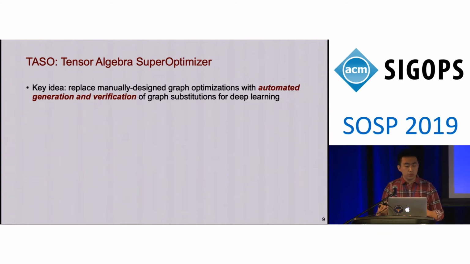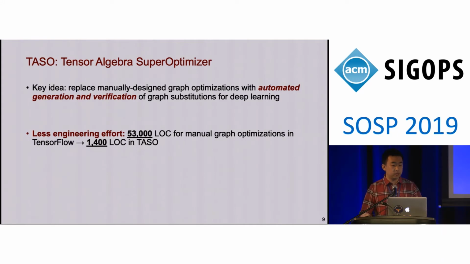Our approach to tackle this problem is called TASO, which is a tensor algebra super optimizer. The key idea of TASO is to replace today's manually designed graph optimization with automated generation and verification of graph substitutions for deep learning. This replacement brings two benefits.